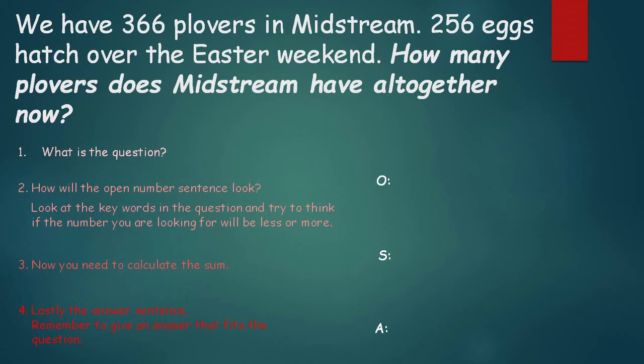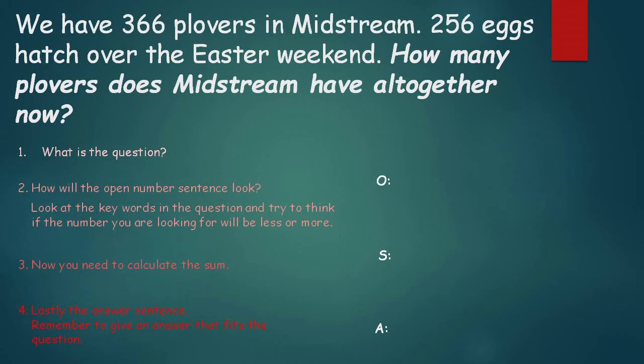So again, we need to do O, S, and A. O, remember, has to have an equals X. Look at what the question is, what are the important numbers, what sum are we going to do. And then we're going to do S. We need to calculate the sum. We need to figure out how we're going to get the answer by doing some form of working out.